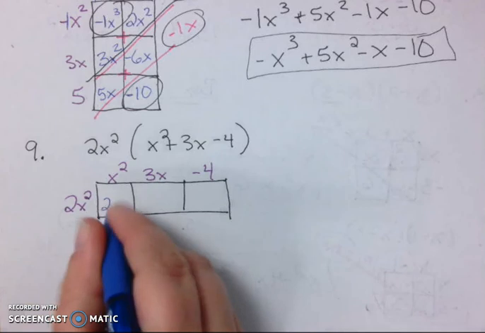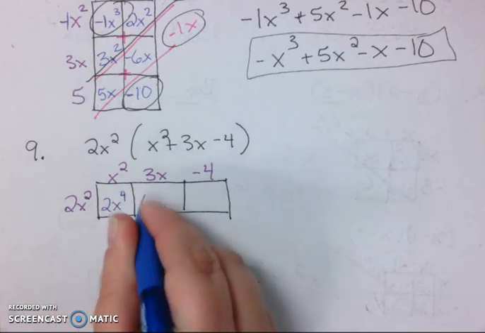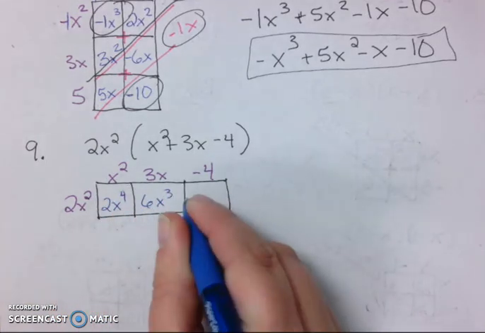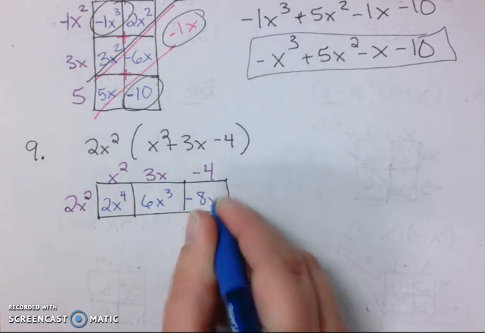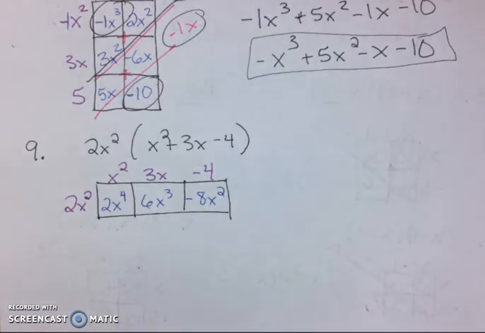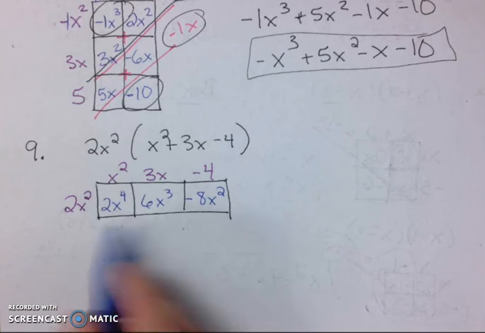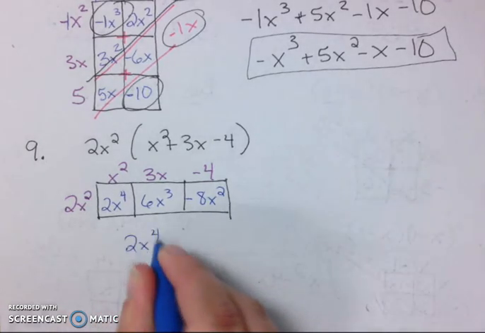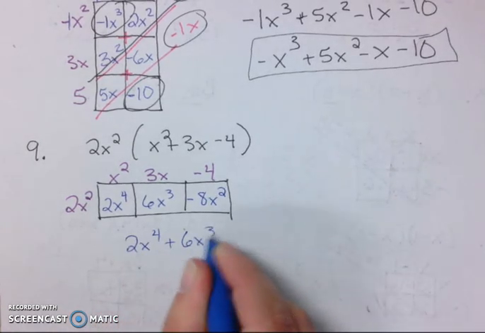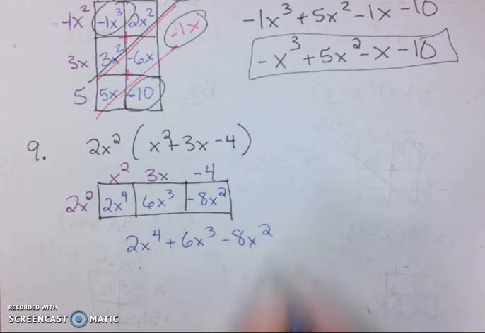We can multiply these together. And do you see any like terms? There are no like terms this time. So then write your answer out like that. There we go.